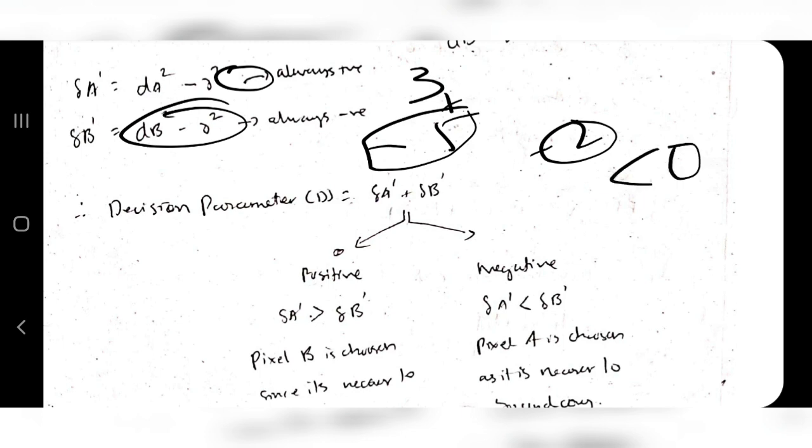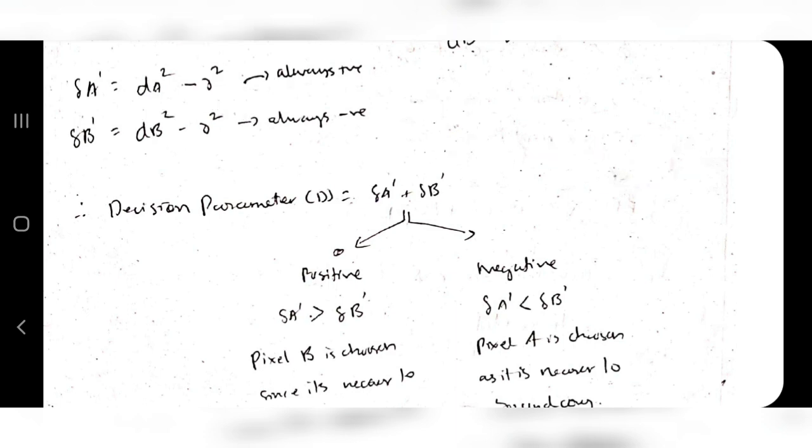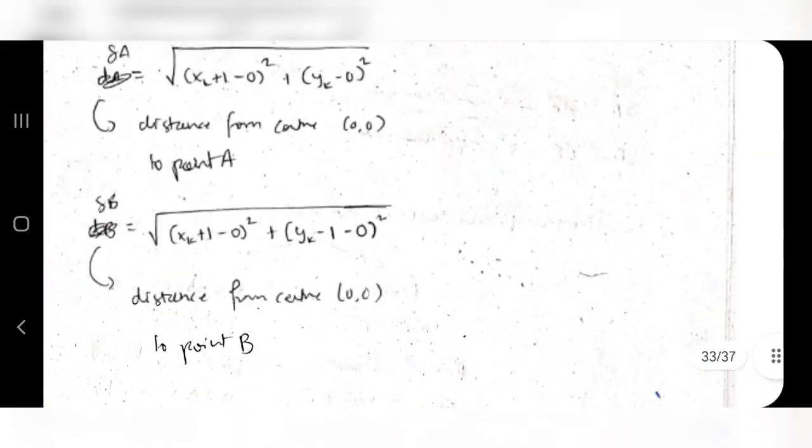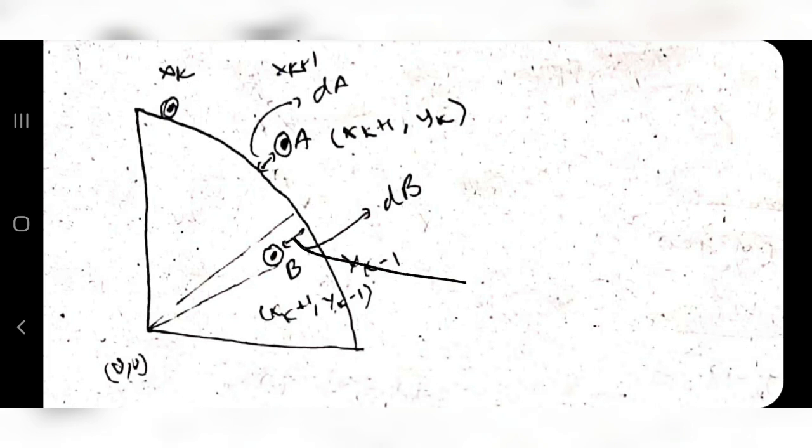What does less than 0 denote? Less than 0 denotes this is negative, meaning the del B value is more. If the del B value is more, which point is it closer to? In this diagram, this is the del B value and this is the del A value. So which value is more? If this value is more, it is farther from the boundary, and if this value is lesser, it is nearer to this point.